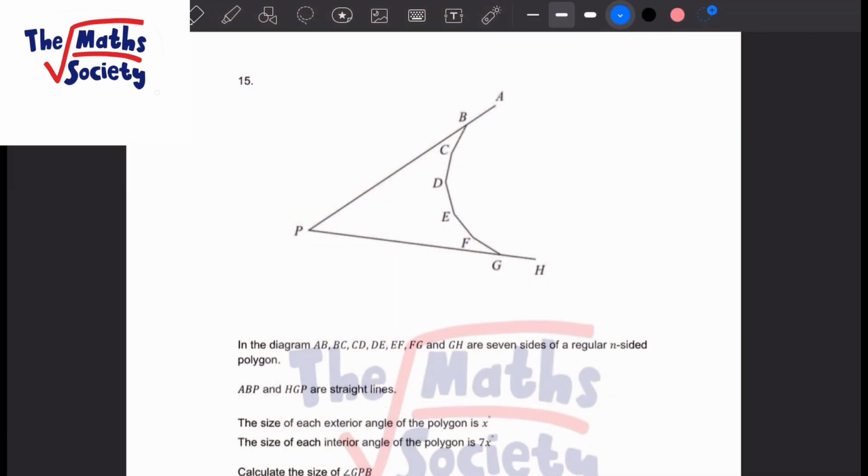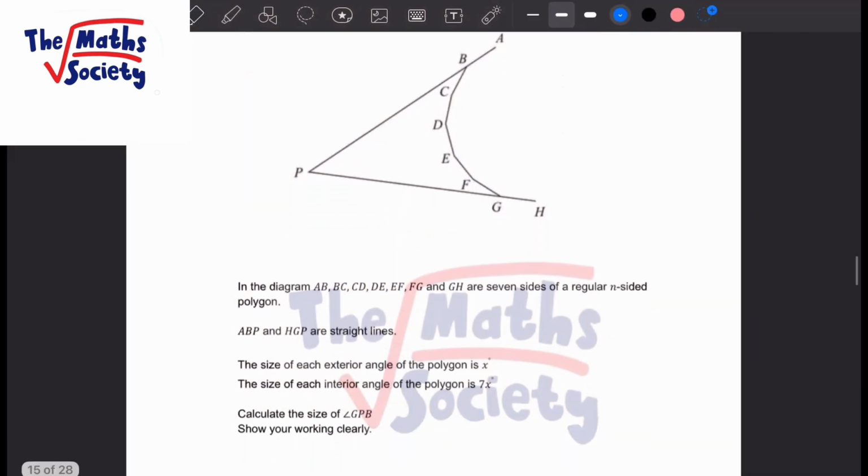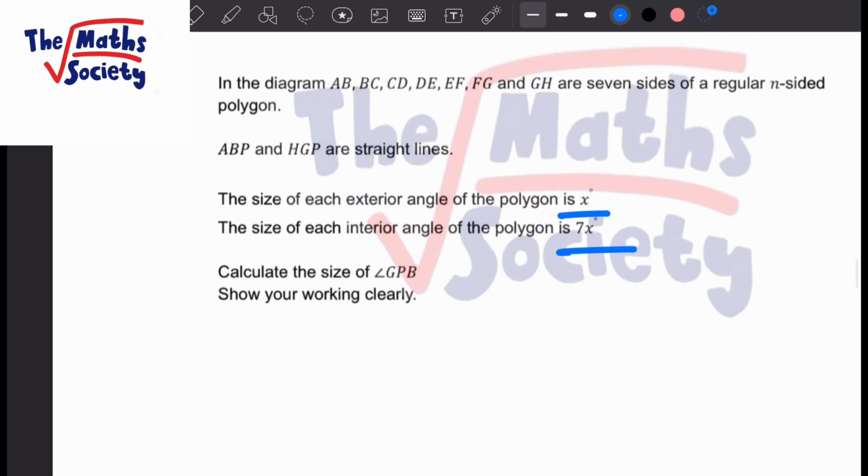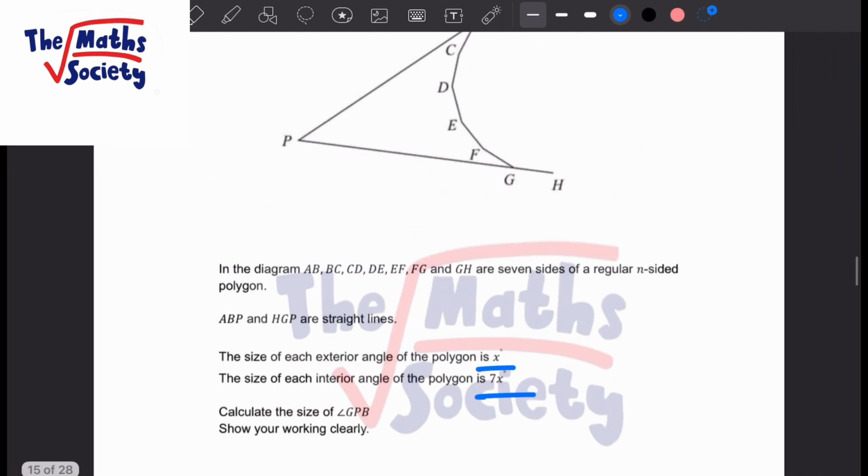Okay, so for question 15, they have given that in the diagram, DC sides are 7 sides of a regular polygon, where ABP and HGP are straight lines, but the size of each exterior angle is x degrees and the interior is 7x. Calculate the size of angle GPB, and you need to show your working clearly.